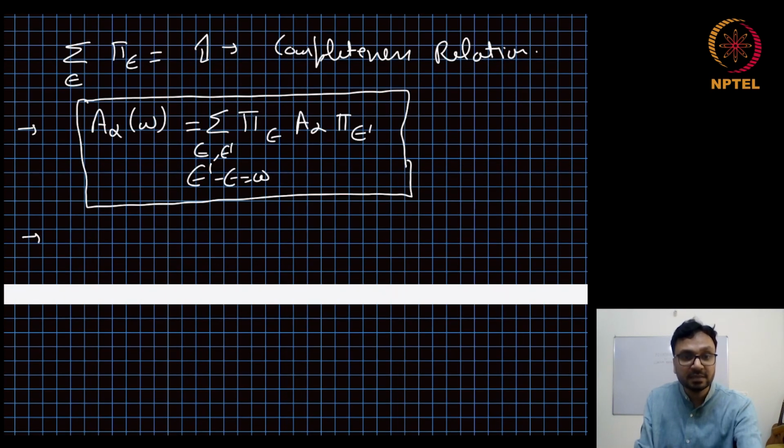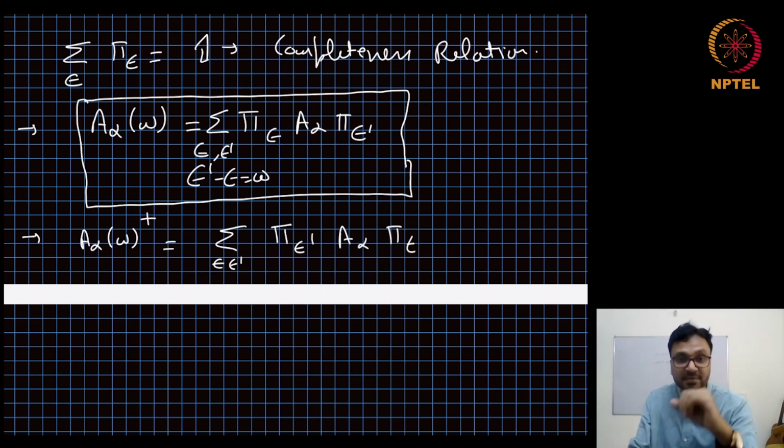We can see that A alpha of omega dagger becomes the sum of Pi epsilon prime A alpha Pi epsilon. All three, Pi epsilon, Pi epsilon prime and A alpha, are Hermitian, but when we take the Hermitian conjugate, they change their positions, but they remain the same. So this is the Hermitian conjugate of A alpha of omega, and this is nothing but A alpha of minus omega.